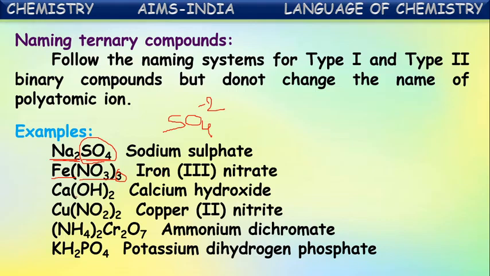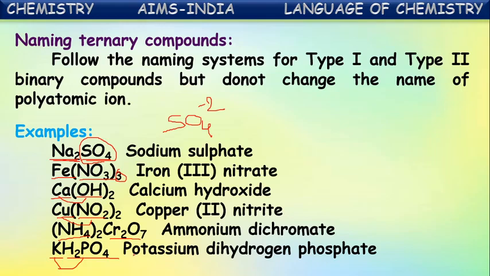Next, it is the hydroxide ion and the calcium ion. When we combine these two we get calcium hydroxide. And with the nitrite ion, copper nitrite. It is ammonium with dichromate: ammonium dichromate. Just by adding these two we get the name of the ternary compound. It is a biphosphate ion, or dihydrogen phosphate ion, with potassium: potassium dihydrogen phosphate. In this way, names of ternary compounds are taken directly from the names of the cation and polyatomic anion.